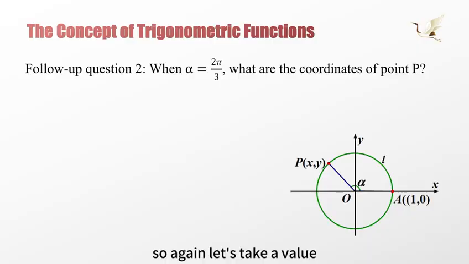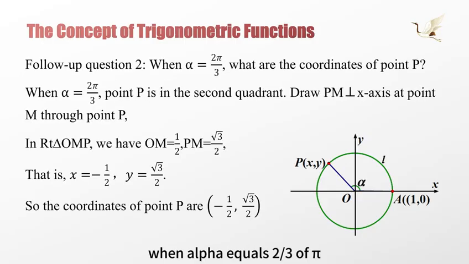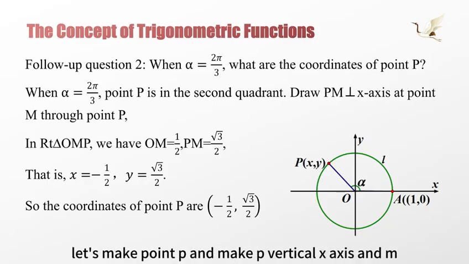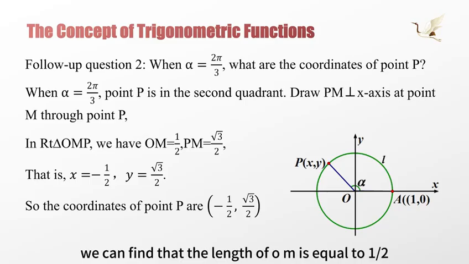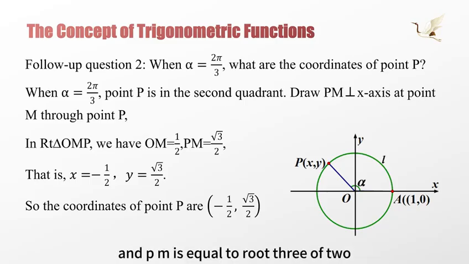So again, let's take a value. When alpha equals 2π/3, what is the coordinate of point P? We can repeat the steps just now. When alpha equals 2π/3, point P is in the second quadrant. We make PM through point P perpendicular to the x-axis at M. By analyzing the right triangle POM, we can find that the length of OM is equal to 1/2 and PM is equal to √3/2. Since point P is in the second quadrant and x is equal to negative 1/2, the coordinates of point P are (-1/2, √3/2).